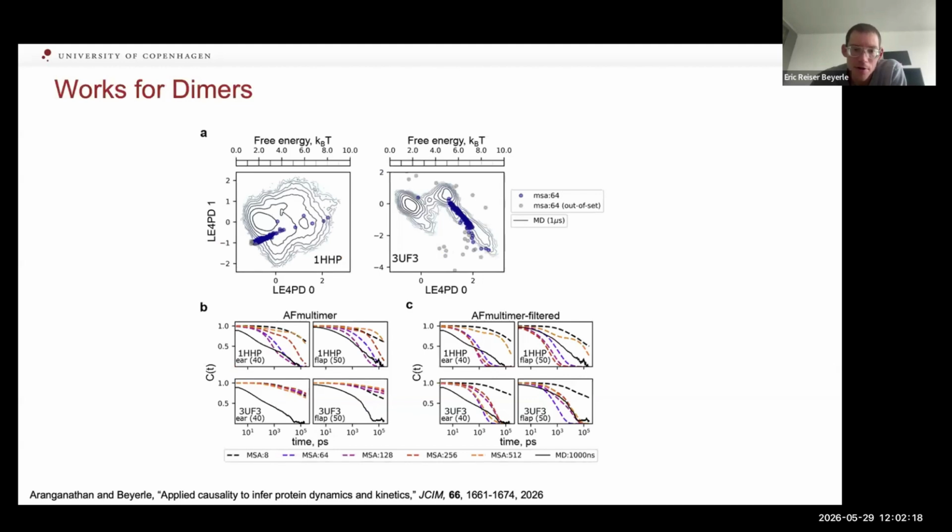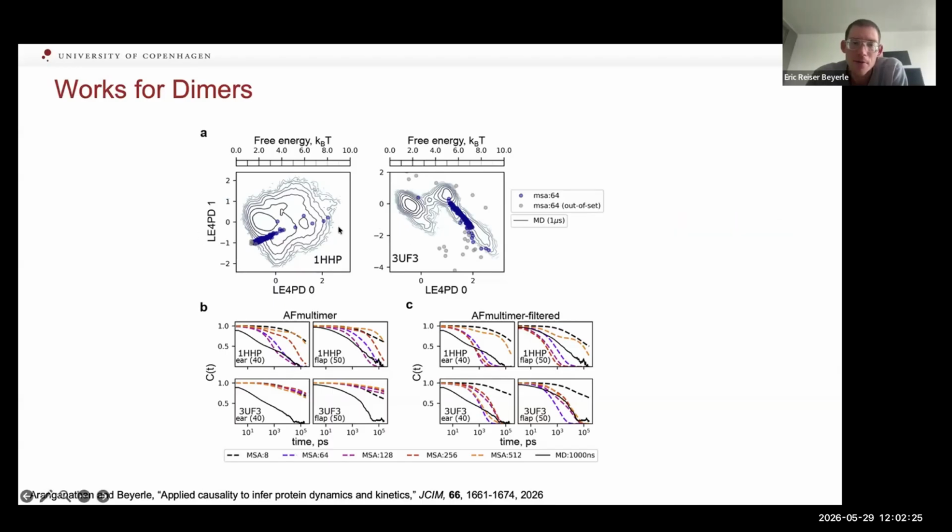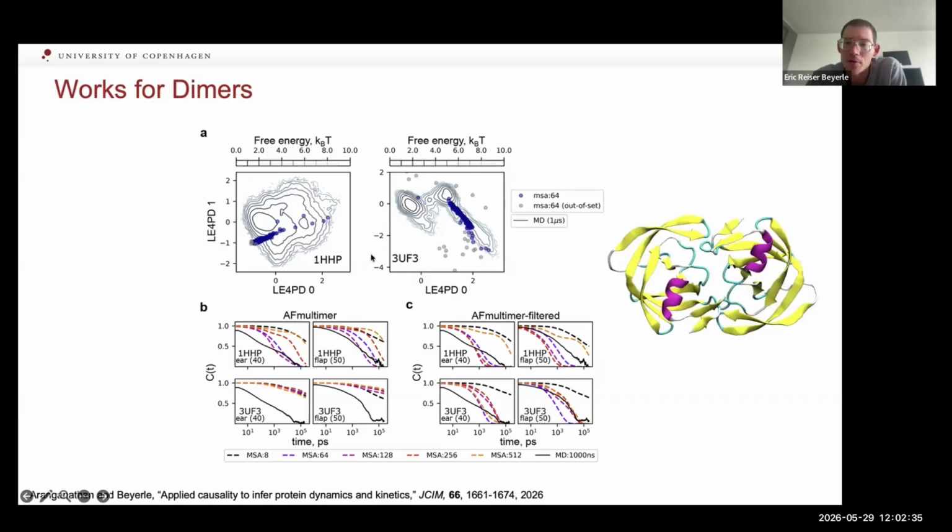Also works for dimers. I already showed this at the beginning. I'm running out of time, I think. But the dimer is something where the reviewer asked us to do it, and we should have done it at the beginning because, like I said, HIV protease is functional as a dimer. But it's also hard to do ML ensemble generation for dimers because you get a lot of structures that look like this where the symmetry is completely wrong.